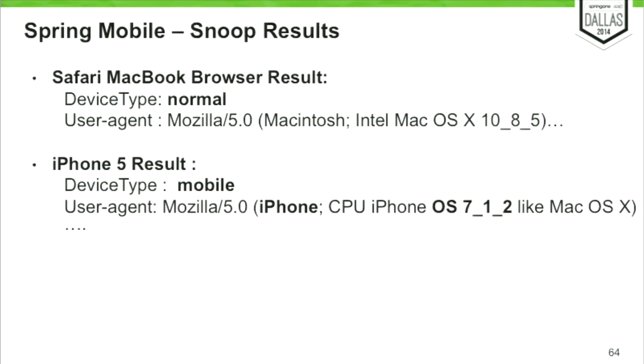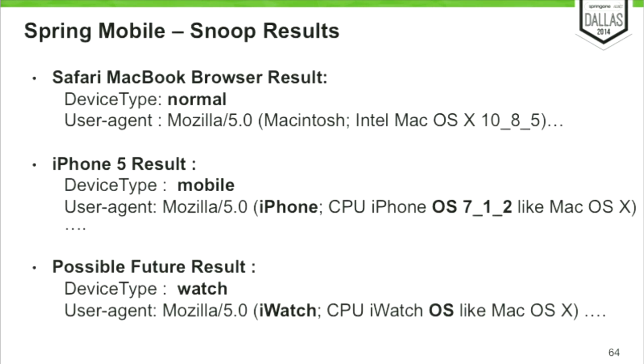All right, so from the MacBook, the device type was normal. And you can see part of the user agent that came through. From the iPhone 5, the device type was mobile, which is good. And there's the user agent it did. But like I said, they're continuously adding devices. So you may end up having to, say, have a device type of watch.